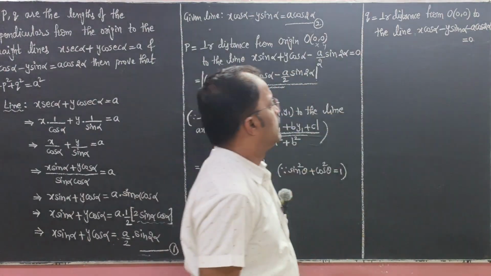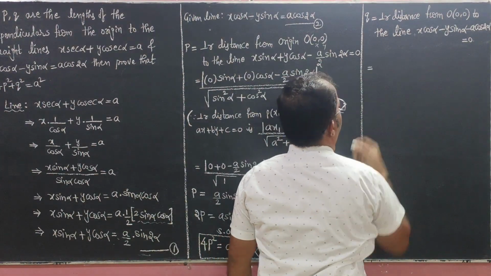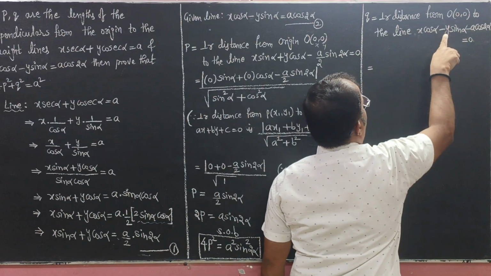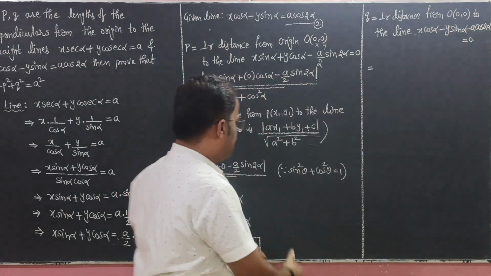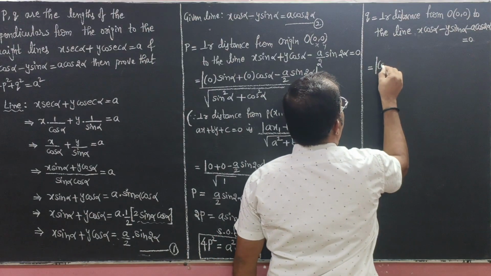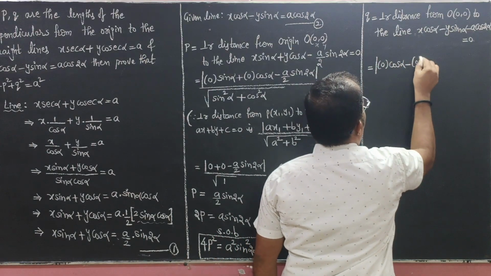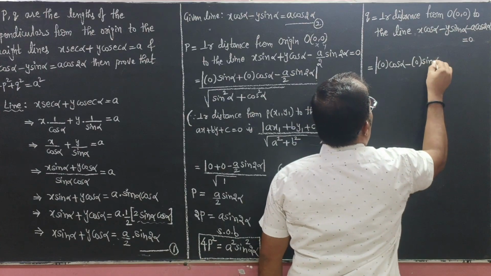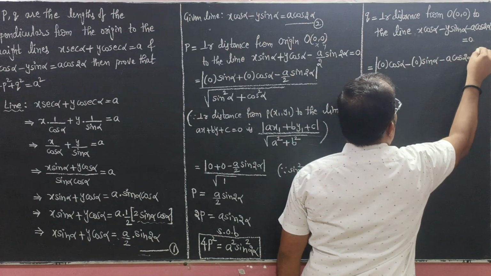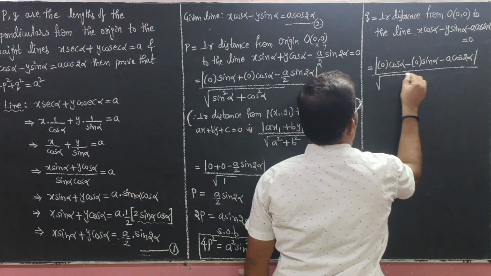Clear. Just write it at the end. Just substitute the x value 0 and the y value 0 into the line, same as the previous part. Modulus of 0: x value 0 into cos alpha minus y value 0 into sin alpha, minus a cos 2 alpha. There is no x term and no y term in a cos 2 alpha, which means it is a constant, so write it as it is.